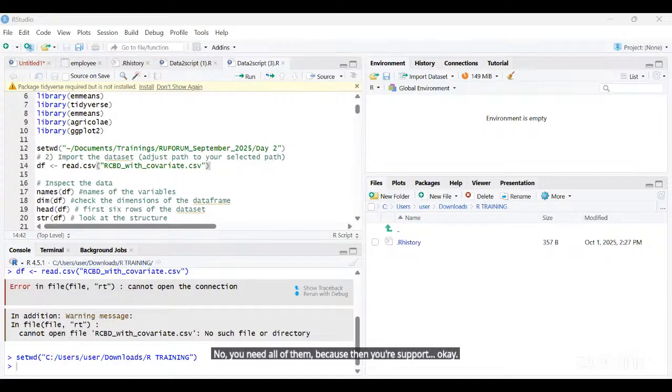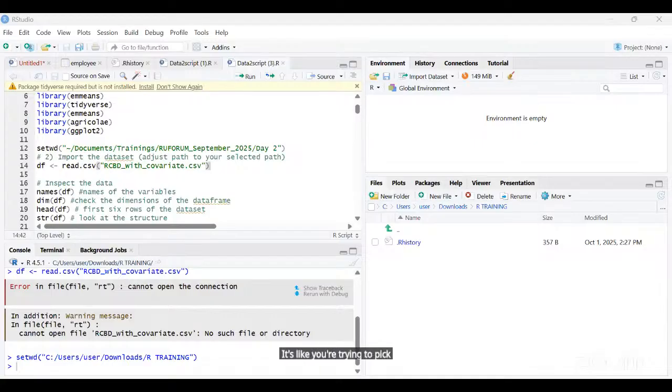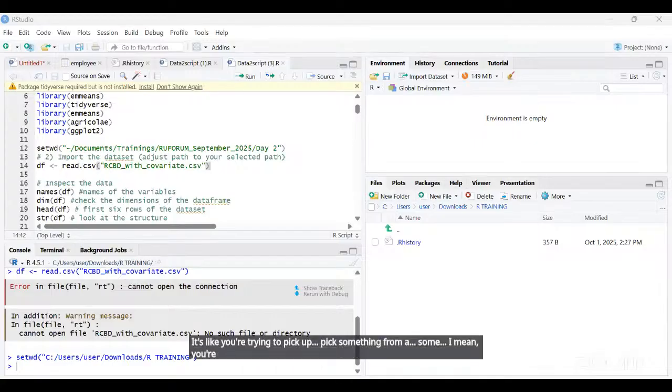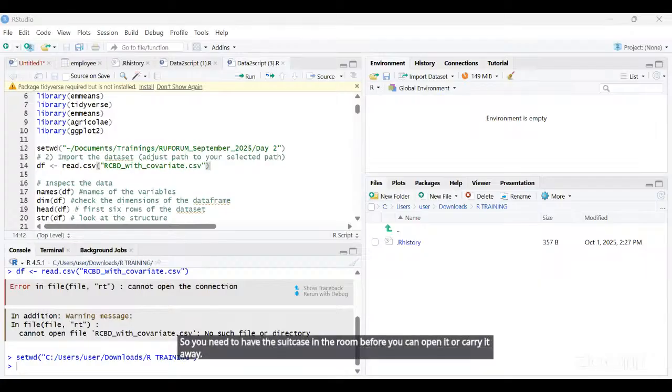Okay, the whole idea here is why we indicated that you need to make the folder the working directory. This data set needs to be in that folder so that you're able to actually run number 14 successfully. Otherwise, it will not work. It's like trying to pick a suitcase from a room which doesn't have that particular suitcase. You need to have the suitcase in the room before you can open it or carry it away. Okay? Okay, thank you.